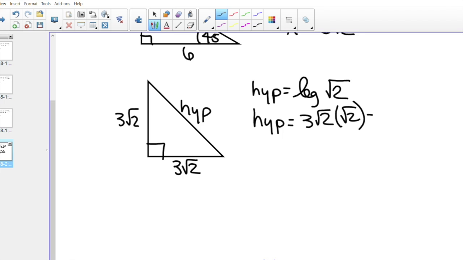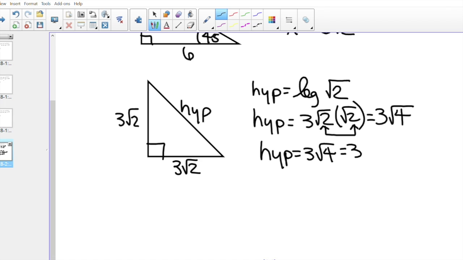Well, that means you would say 3 times, and you would say inside times inside. So the answer is 4. So the hypotenuse would be 3 times the square root of 4. But the square root of 4 is 2. So the answer again is 6. Now that is number 1B.